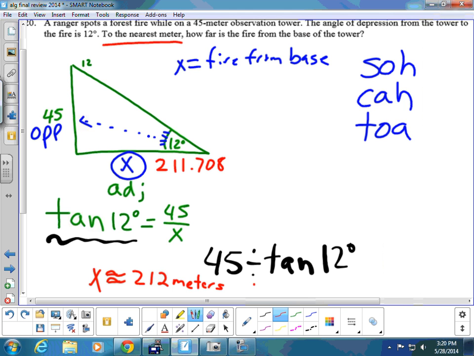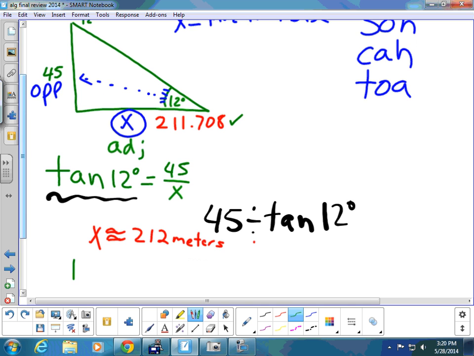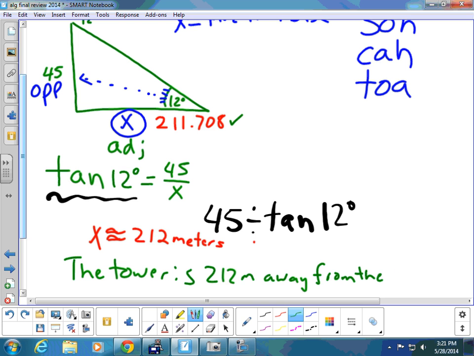Okay, so I'm in the right mode, and my answer makes sense. So that's the check on this one. The check on this one is this answer makes sense because it's less than the 45 degree length. It's not the best check in the world, but it's a reasonable answer. Okay, so you need to write in a sentence, the tower is 212 meters away from the fire.